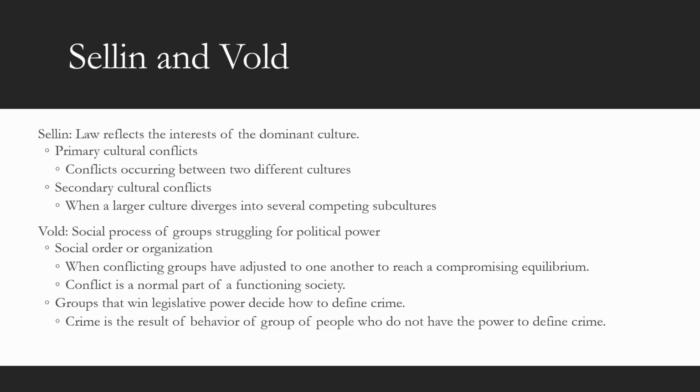So in today's society, it's predominantly white conservative culture that is in control of our state via Donald Trump and Mitch McConnell. And so the law reflects their interests. And as a result, it can, not necessarily discriminate, but not give a crap about the interests and values of the other cultures that exist within that society.